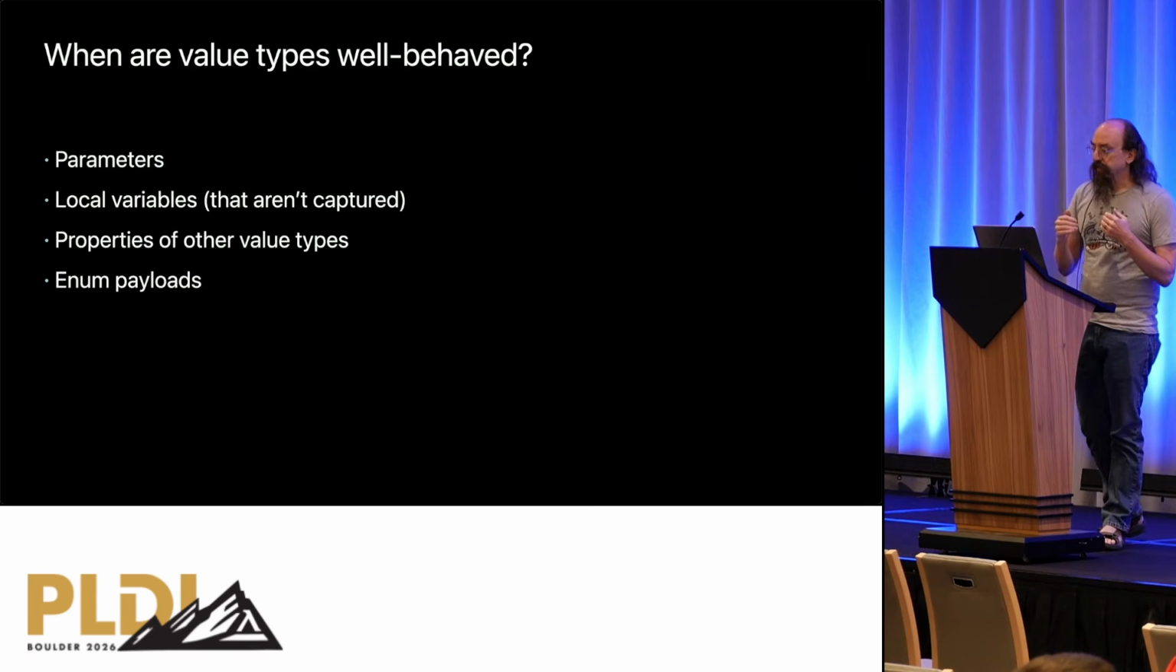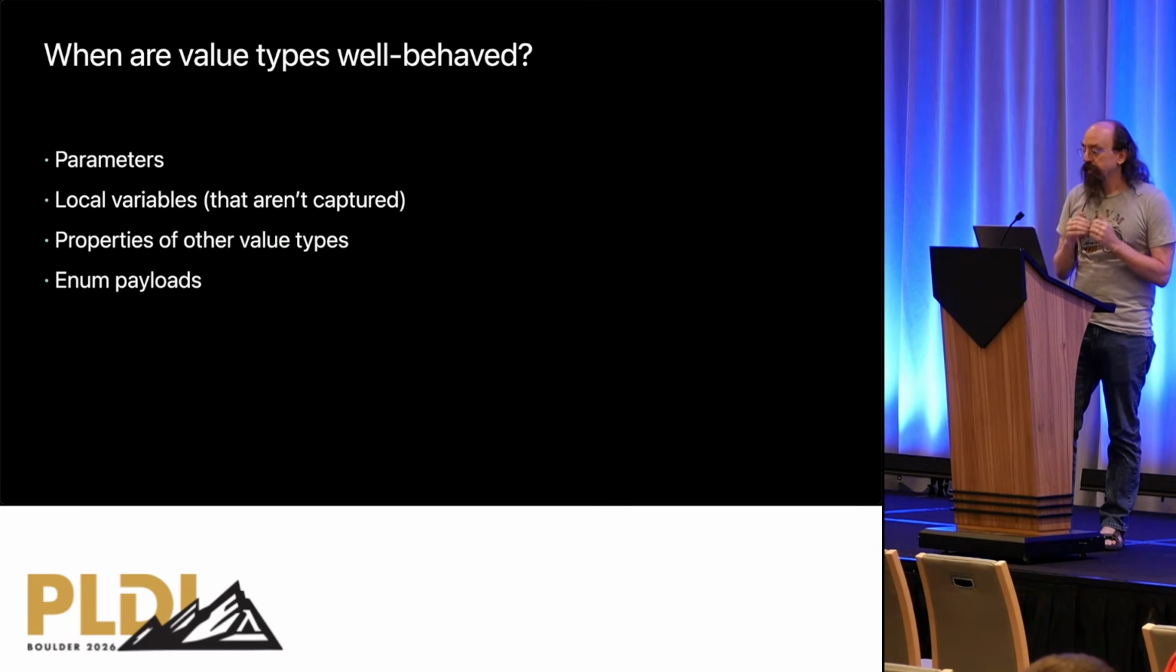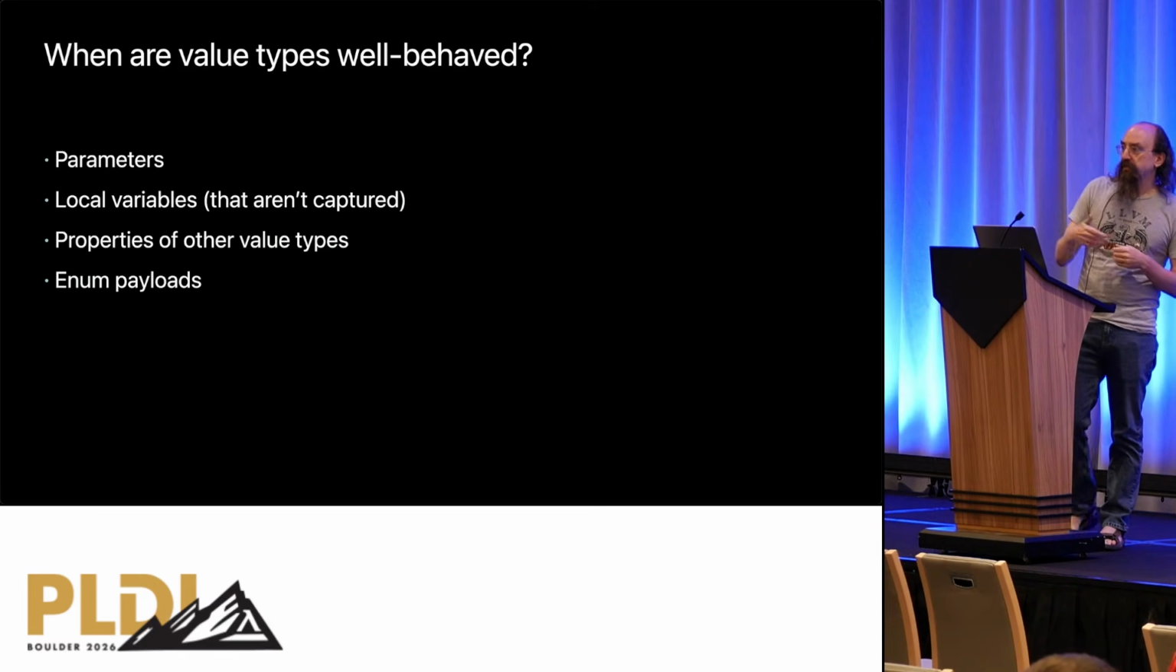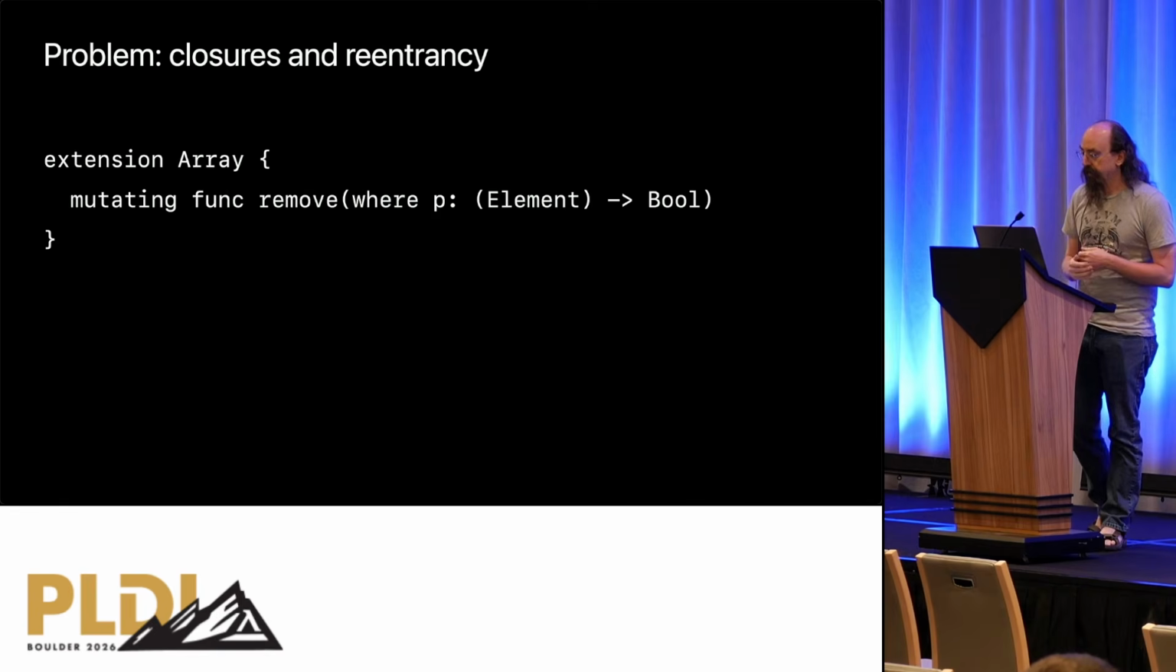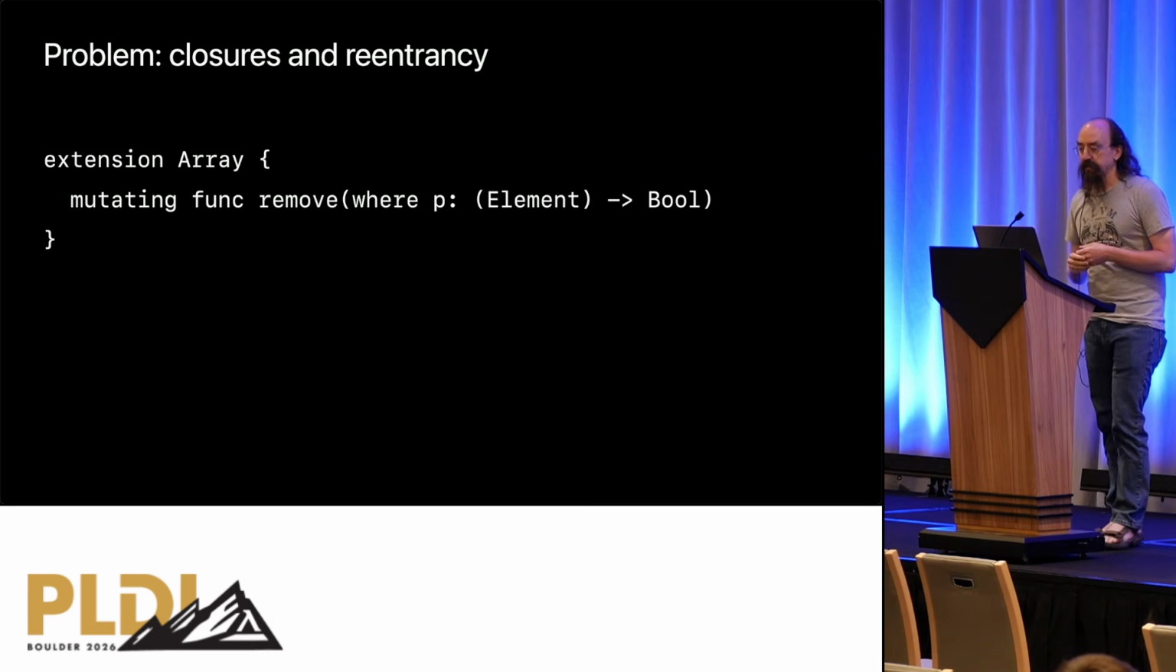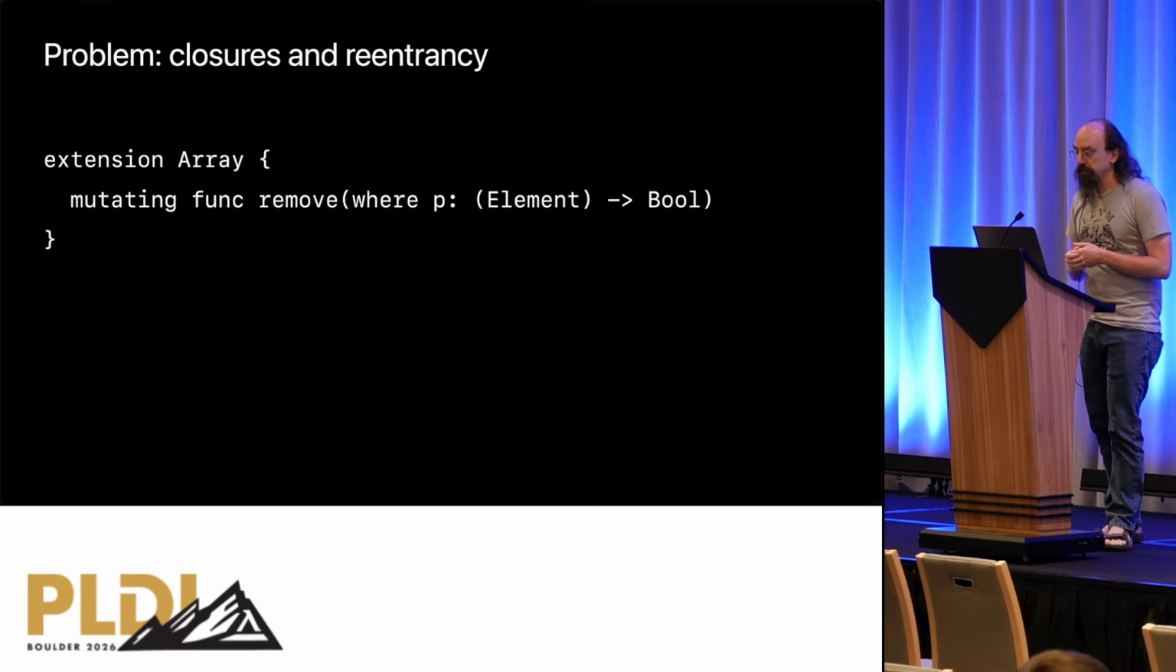Now, the fact that value types don't behave like shared mutable state is really valuable to us. We want that to be true. And it actually is true automatically for a lot of basic patterns of code. But there are places where the language needs to be more explicitly restrictive. One of them comes up with closures.